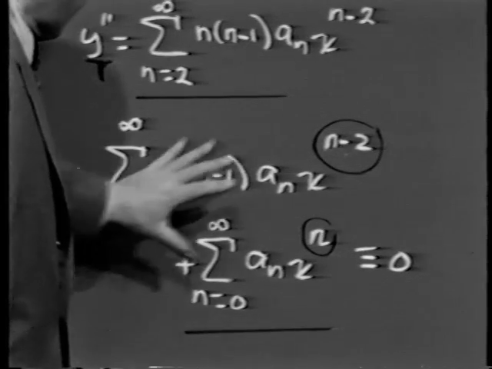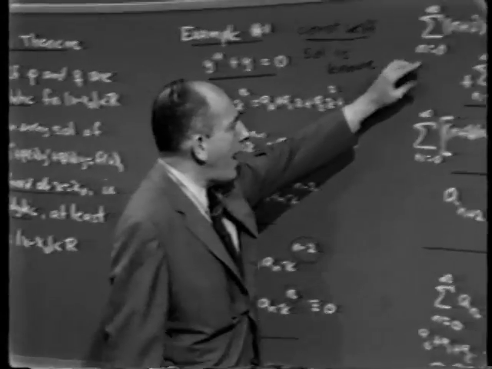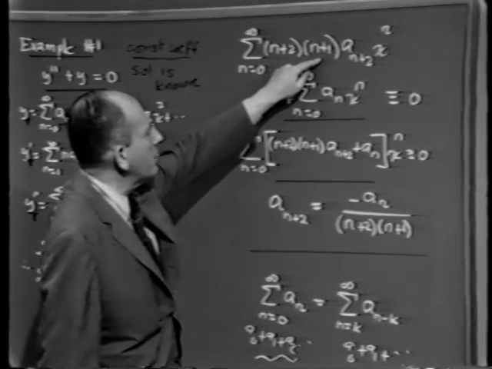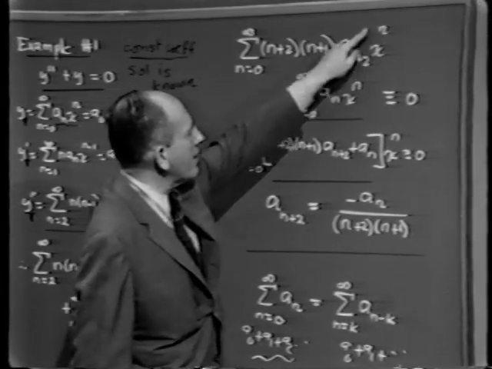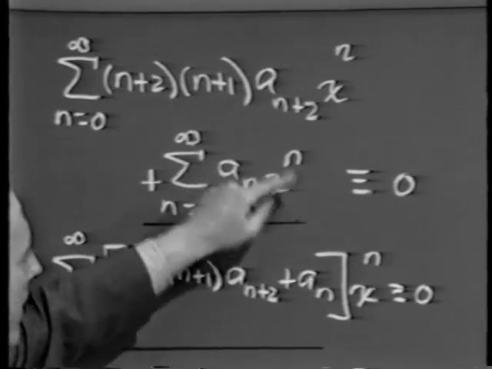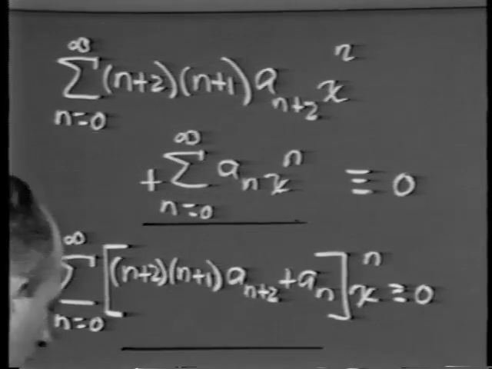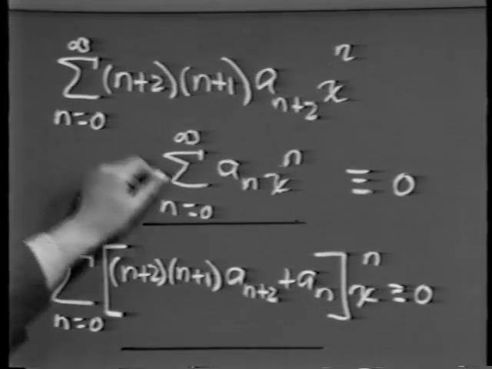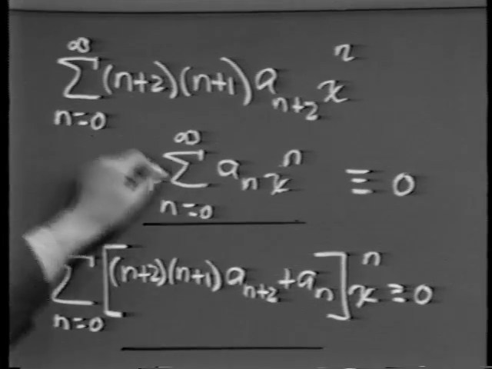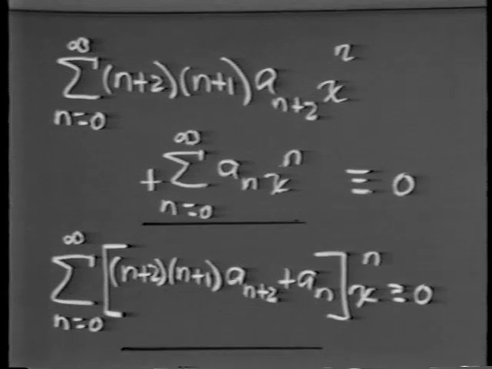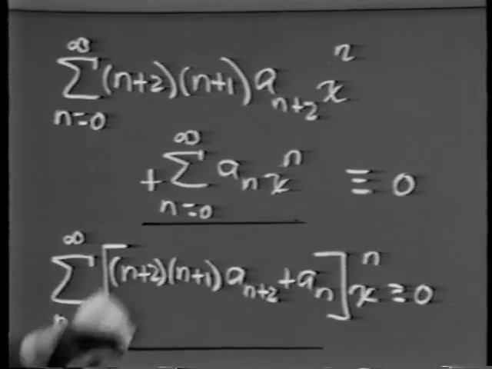In summary, then, this expression is the same as summation n goes from 0 to infinity, n plus 2 times n plus 1, a sub n plus 2, x to the n, plus summation n goes from 0 to infinity, a sub n x to the n, and that must be identically 0. Now, the point is that the exponents now line up. I'm starting the sum in both series at the same place, and consequently, because these are assumed to be convergent power series, I can add them term by term.